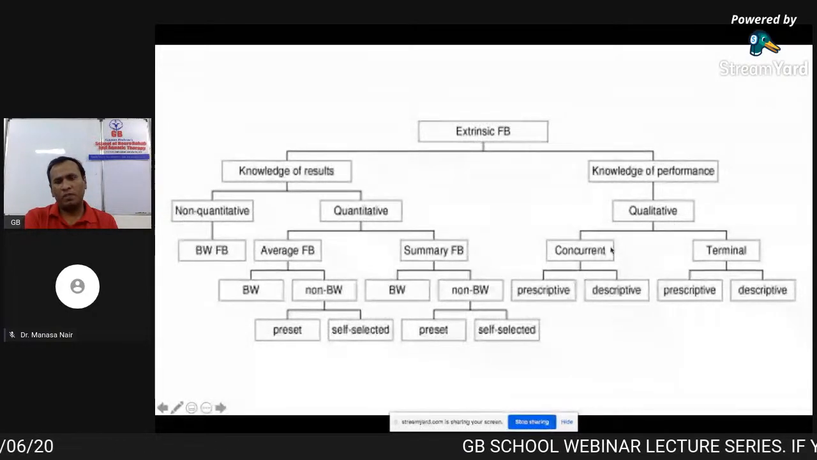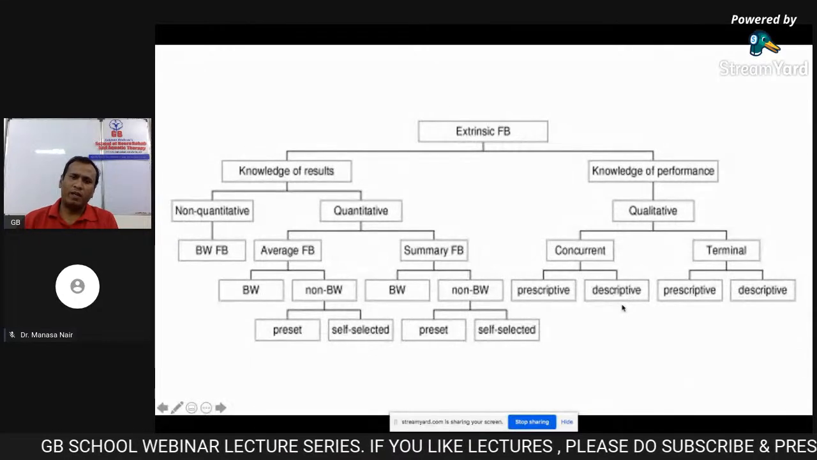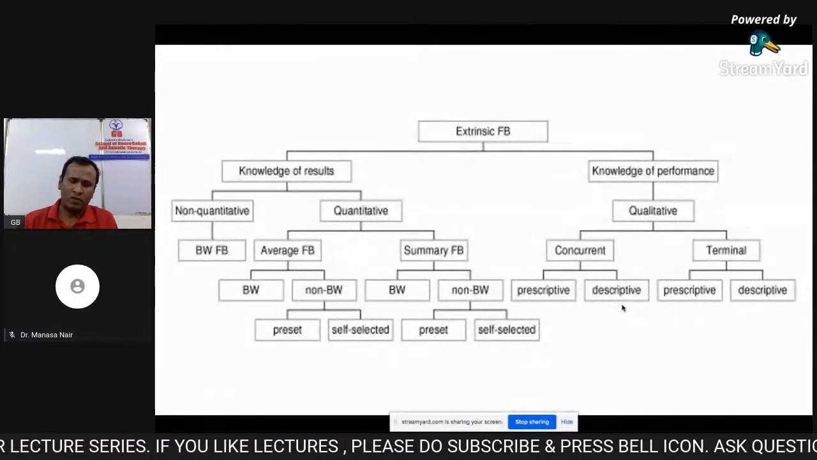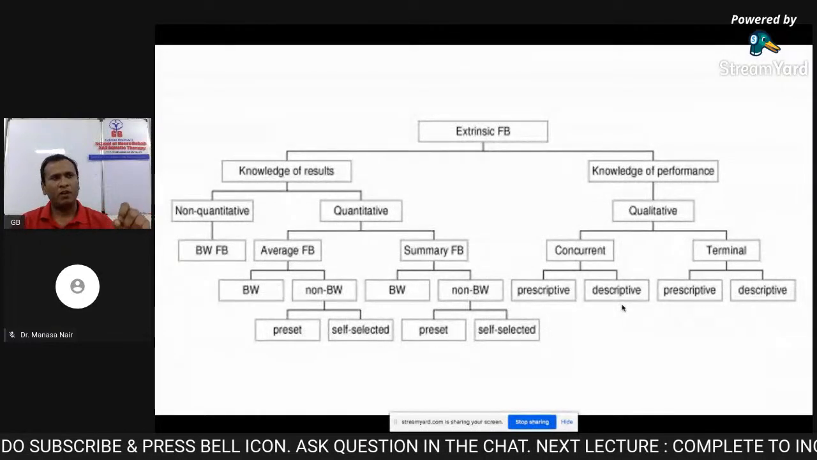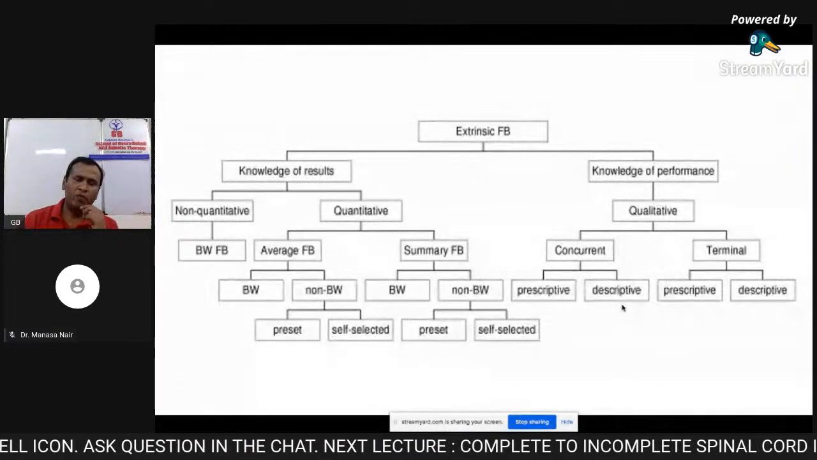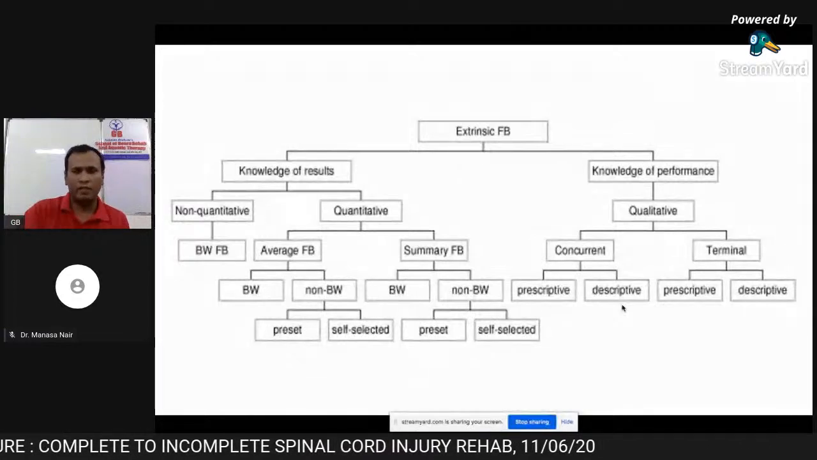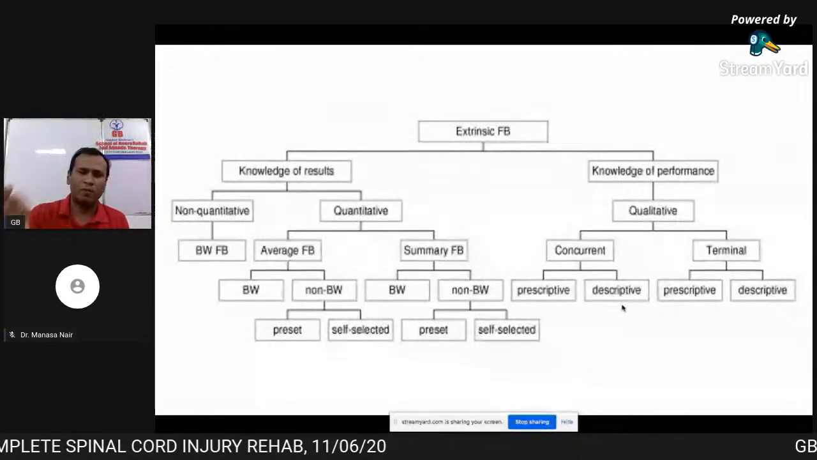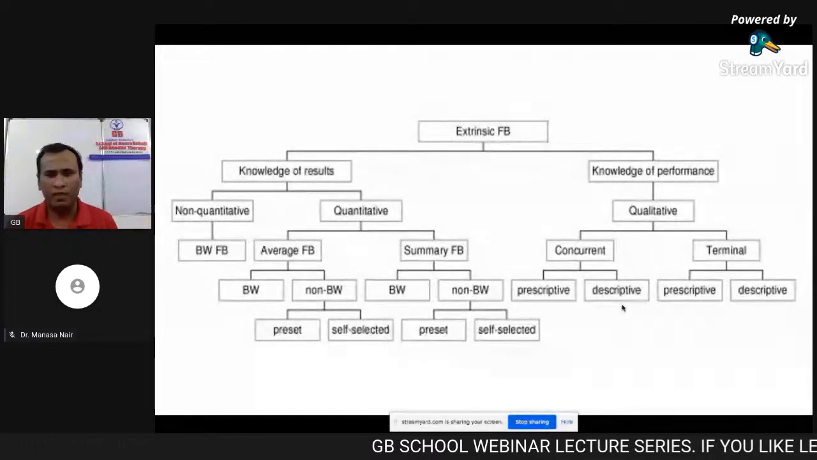There can be two options: prescriptive feedback or descriptive feedback. Most commonly what happens is prescriptive feedback, where you conclude, okay, you are abnormal, you are not doing well in that area or that particular activity, and you should not do this, you should do this. So it's a kind of problem solving done directly by the therapist, which is the direct prescription you are giving.